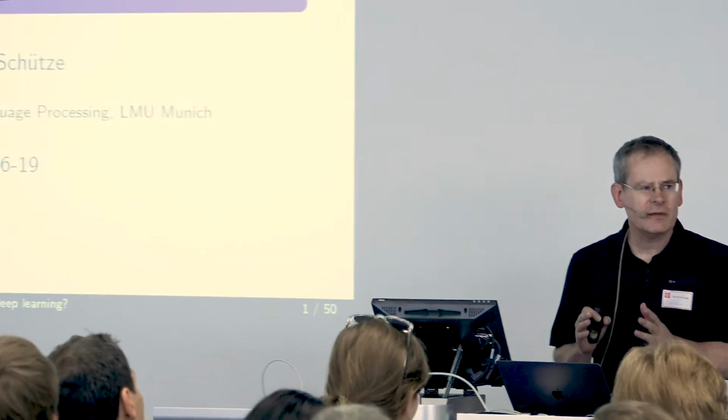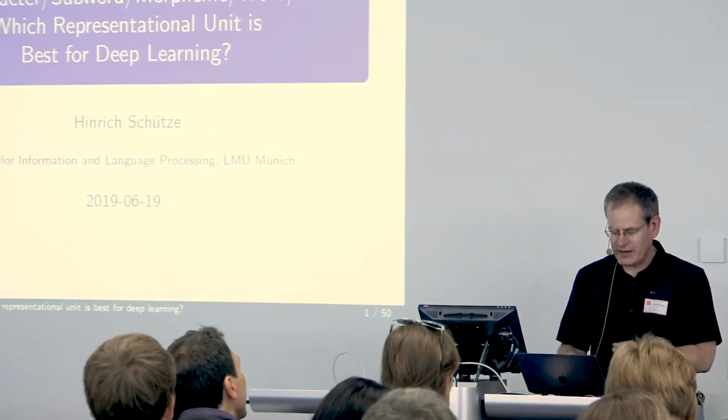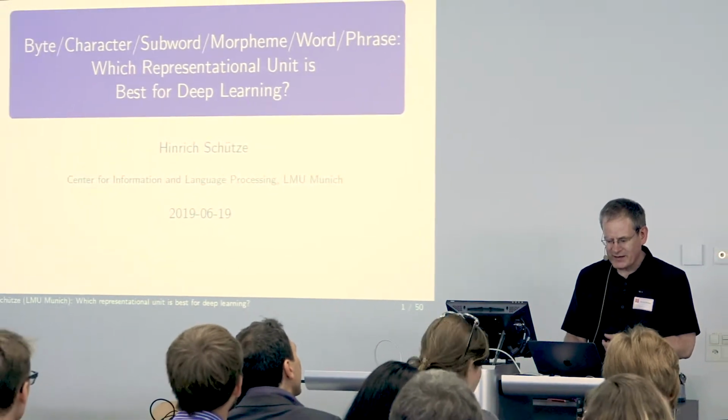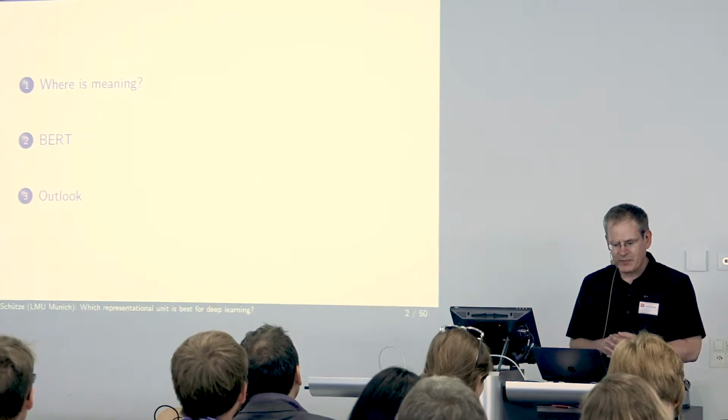So the title of my talk is Byte, Character, Subword, Morpheme, Word, Phrase: which representational unit is best for deep learning? I actually had to compress the talk a little bit since it's a shorter format, but hopefully it still makes sense. Otherwise, you can ask questions at the end if I omitted something that shouldn't have been omitted.